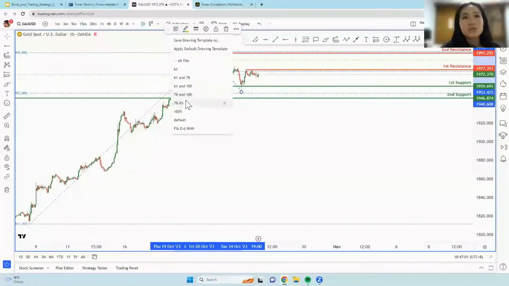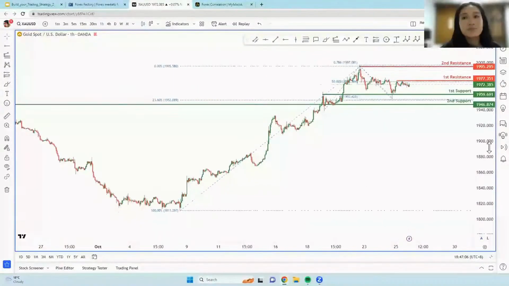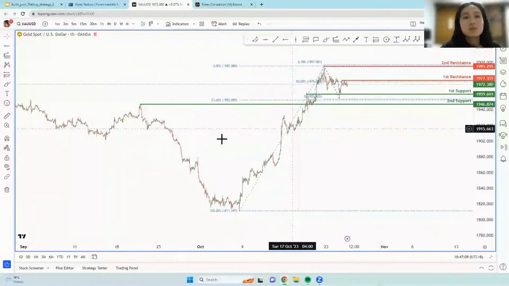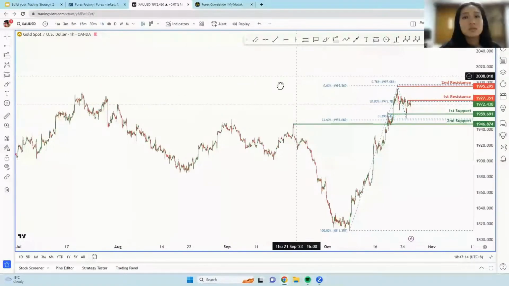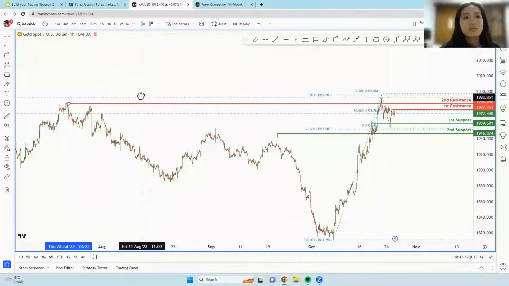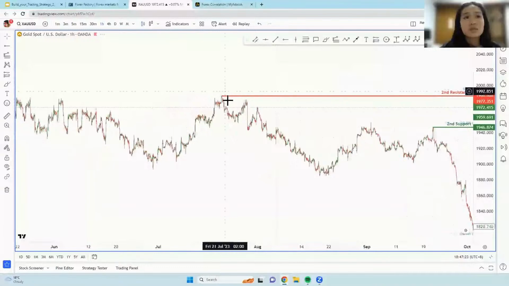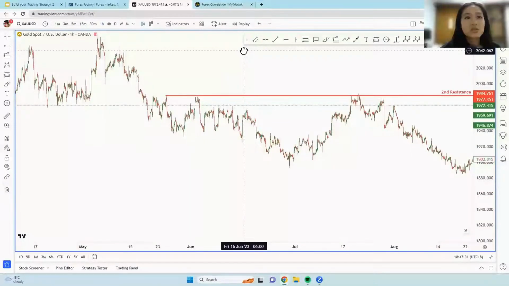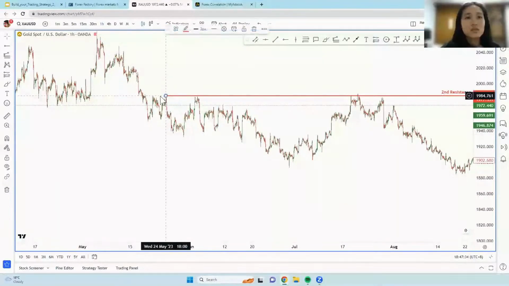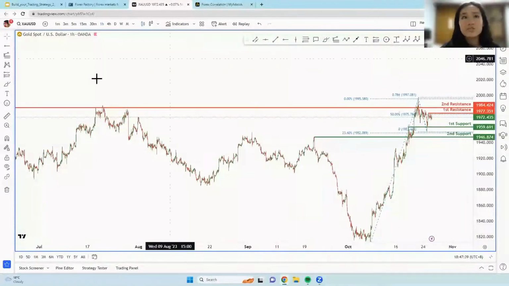Okay, my 78.6 also lines up with my second resistance. My second resistance is a pretty significant level. You can see I can pull it all the way back. I'm just going to highlight this area here.